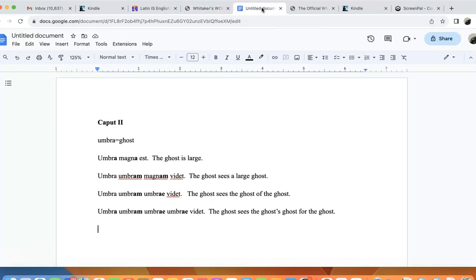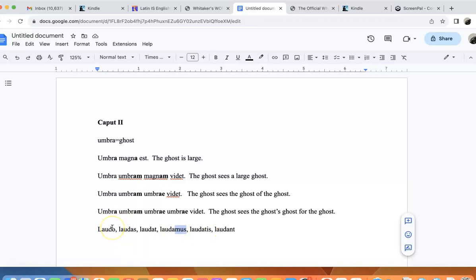So let me just give an example here. Laudo means I praise. Laudas means you praise. Laudat means he or she or it praises. Laudamus means we praise, and then laudatis means you all praise, and laudant means they praise. So there's our o, s, t, mus, tis, nt, which I'll keep referring to in all of these lessons.